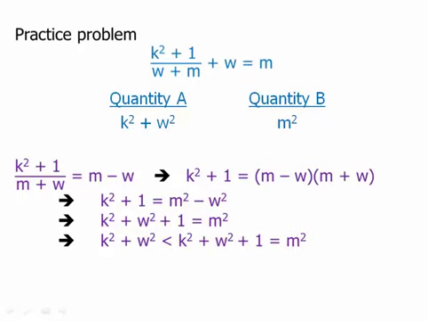So no matter what k squared plus w squared is, in fact we know it has to be a positive number of some kind, if we add 1, that's something bigger. And when we add 1, that equals m squared. So this definitively means that m squared is 1 bigger than k squared plus w squared. And so that quantity B is always larger.